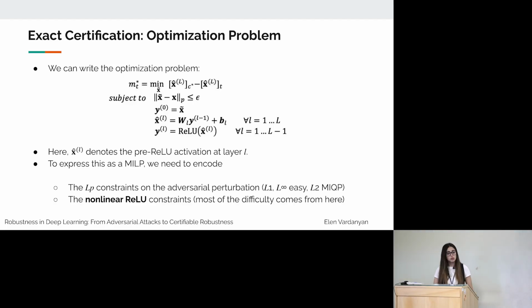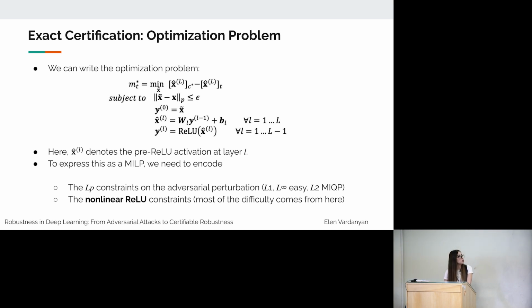Okay, so again, I won't go into a lot of details here, but we can write this optimization problem like this. Again, we still have the same margin as the objective function. We have the restriction on the epsilon ball, and also underneath we have the network, so the linear activation ReLU. And here X hat L denotes the pre-ReLU activation of layer L.